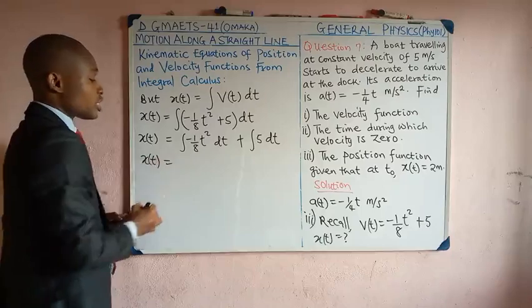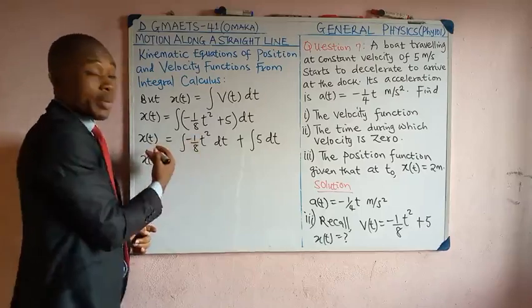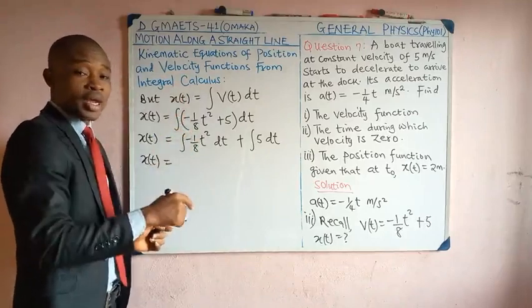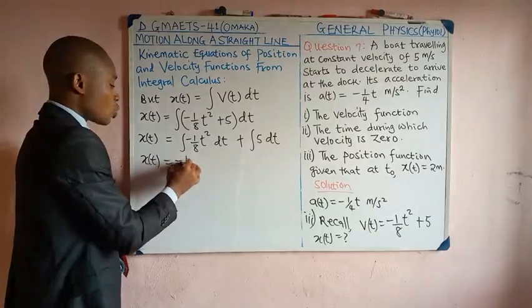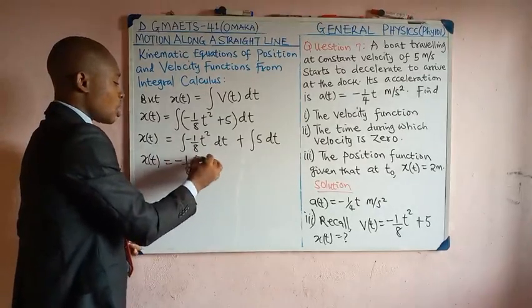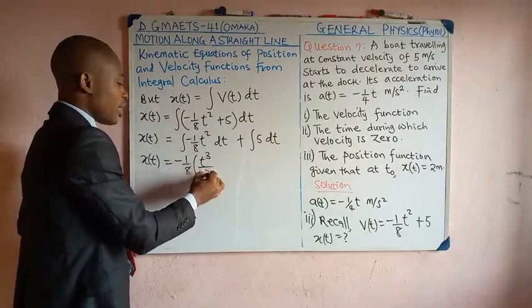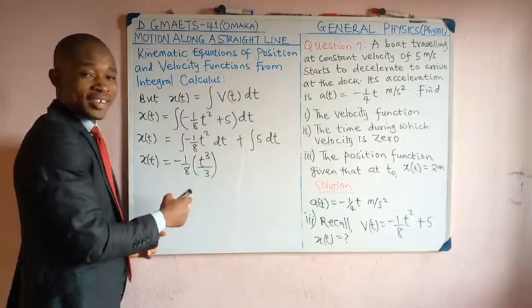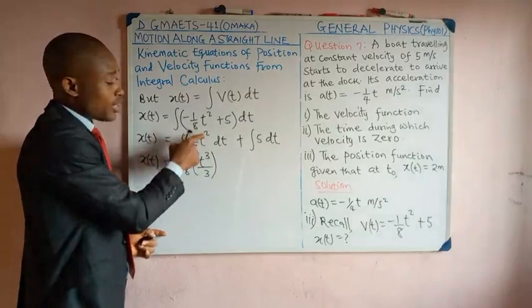The position function is now equal to this: minus 1 over 8 will come out of the integral sign as usual, so you have minus 1 over 8 times the integral of t squared. And of course, if we do that, the integral of t squared will give us t raised to power 3 divided by 3, because we're going to add 1 to the power and divide by the new power. Is that okay? So you add 1 to this power 2, you get 3, divided by 3.